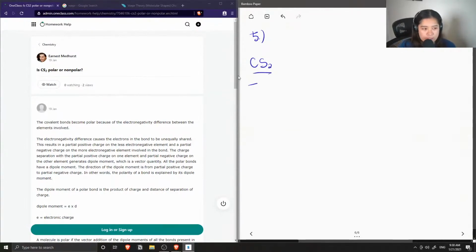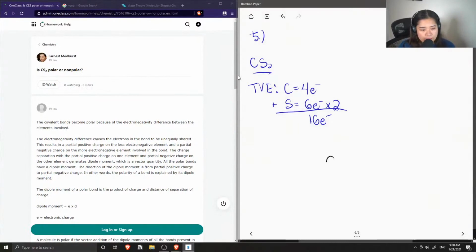And first we're just going to find the total number of valence electrons for this molecule. Carbon has 4 electrons. Sulfur has 6. And we have 2 sulfur atoms, so we multiply that by 2. And we end up with 16 valence electrons.